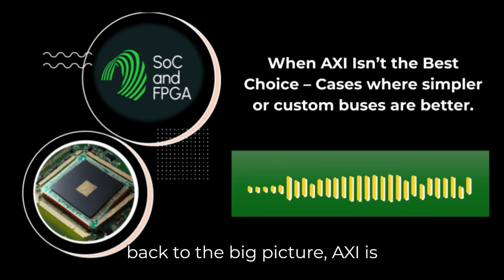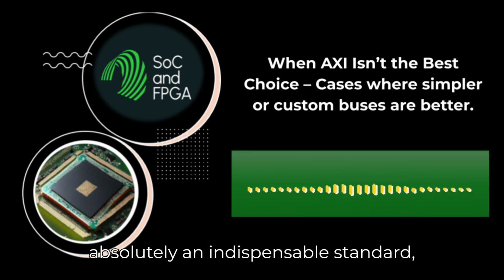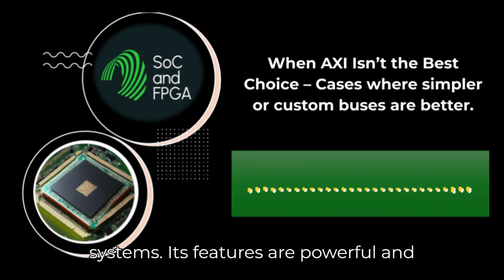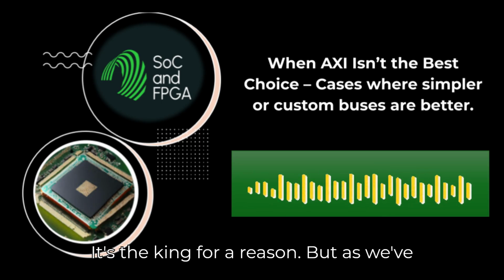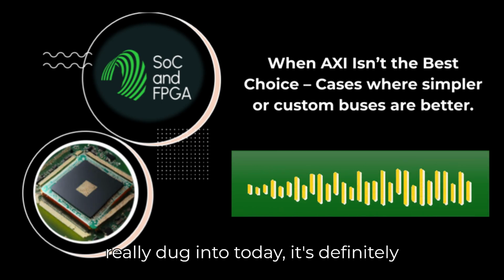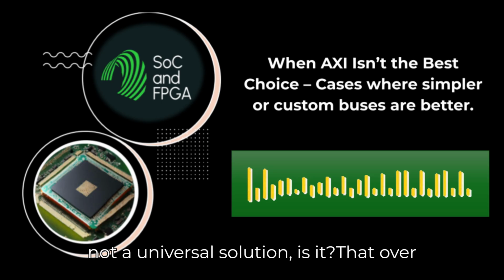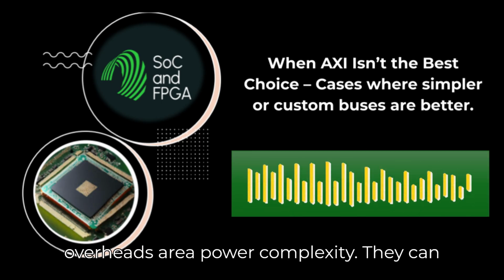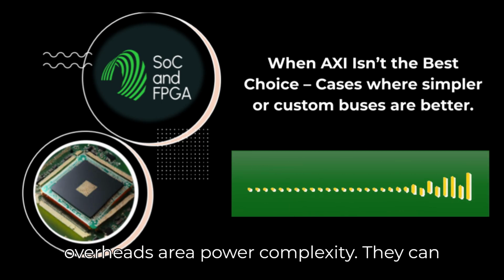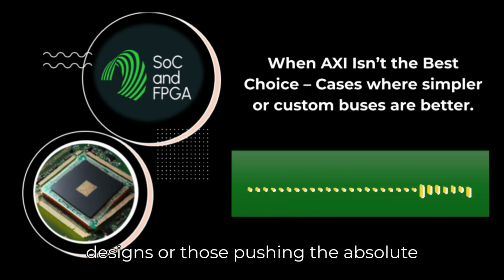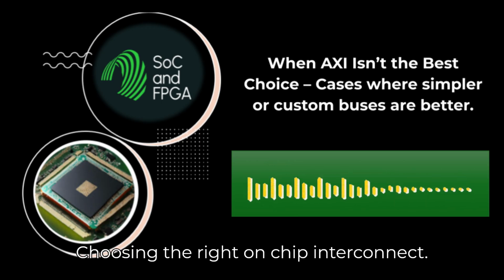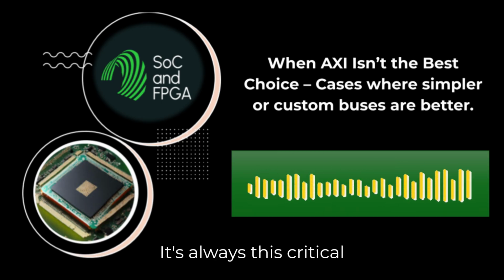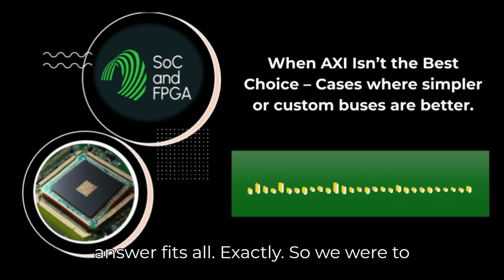So to kind of circle back to the big picture, AXI is absolutely an indispensable standard, especially for complex high-performance systems. Its features are powerful, and that ecosystem is just invaluable. Right. It's the king for a reason. But as we've really dug into today, it's definitely not a universal solution, is it? That over-engineering trap is real. And the overheads, area, power, complexity, they can be serious deal breakers for simple designs or those pushing the absolute extremes of performance or efficiency. Choosing the right on-chip interconnect, it's always this critical, multi-dimensional trade-off, no single answer fits all.